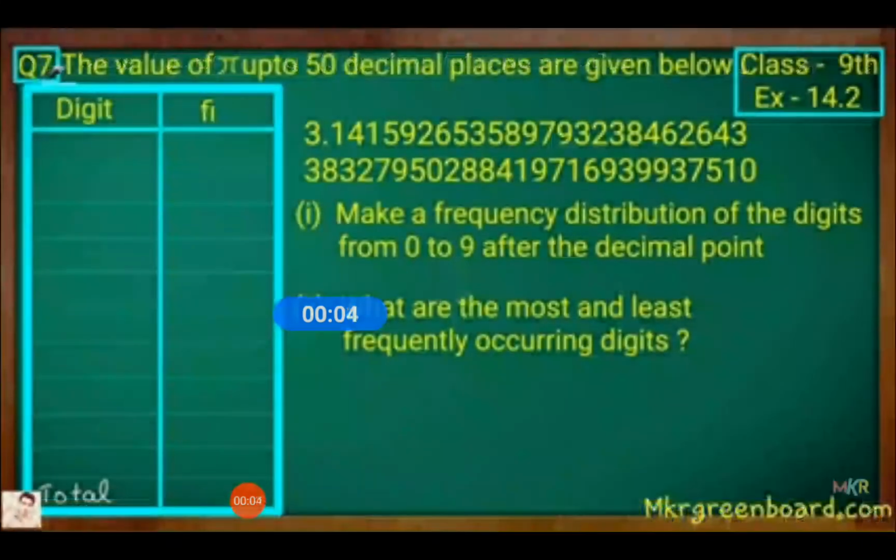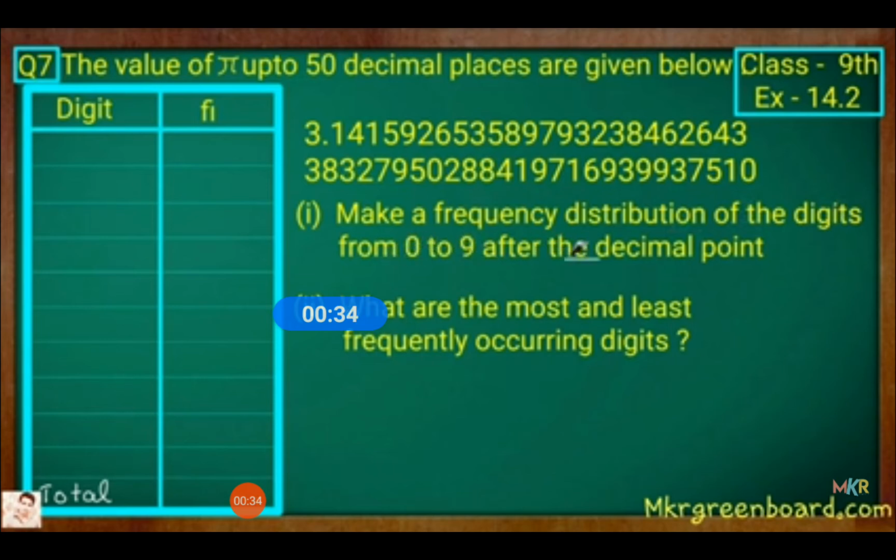Yes students, now we will do question number 7. In this question, the value of pi up to 50 decimal places is given, and what we have to do with these values, we have to make a frequency distribution of the digits from 0 to 9 after the decimal point. We have to make the table only with the digits which are given after the decimal point, not before the decimal point. And one more question is there, what are the most and least frequently occurring digits?